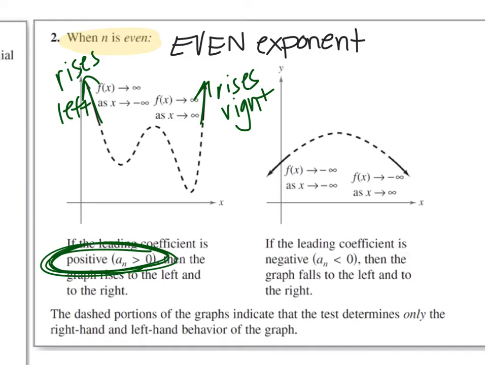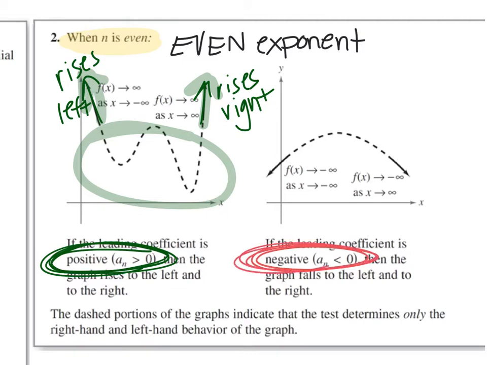Okay, all of this stuff in between, this doesn't tell us anything about the in-betweens. It only tells us what happens on the left side and what happens on the right side. So just keep that in mind. And then if you have an even exponent and a negative leading coefficient, then you're going to fall in both directions. So you fall to the left and fall on the right.